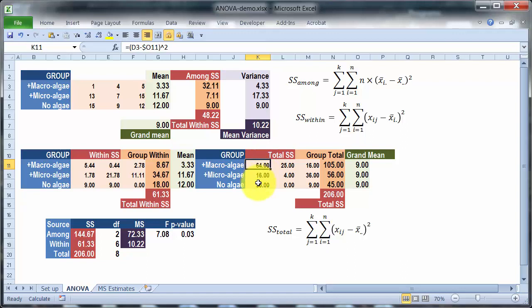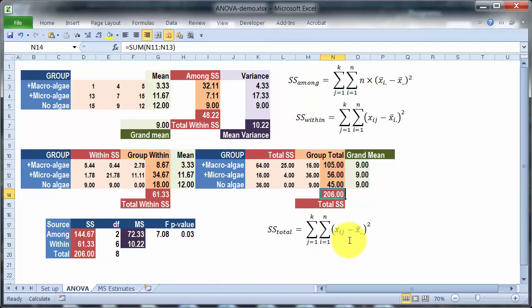So if we go over here, you'll see that the formula is D3, so the value up here for macroalgae sample 1, take away the grand mean, squared. And so what I'm doing in this table is every observation up here, take away the grand mean and square those values. And so if I add those values up for the groups, I get the numbers there, and if I add them up for all of the observations, I get 206, the total sum of squares, which is what I worked out earlier using the S terms.